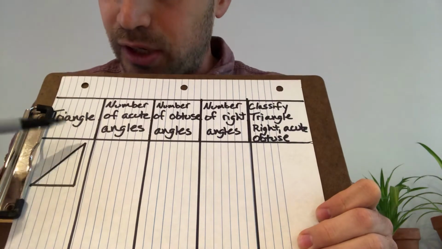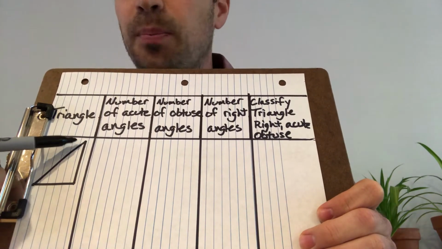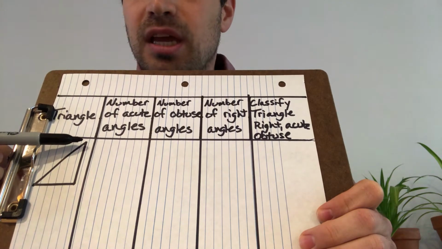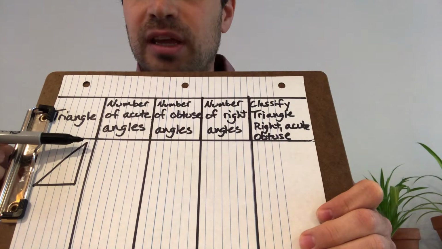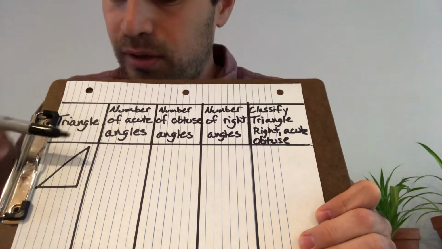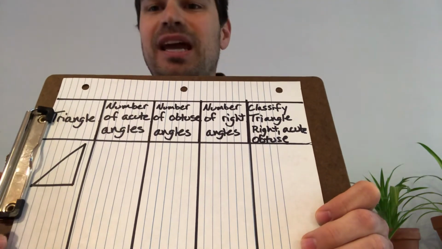Let's start at the top with this particular angle. If we just look at that one, is it perfectly straight up and down? No, it's not. If it's not perfectly straight up and down like you see where my pen is now, is it bigger than that? No, it's not. It goes in, so it's less than 90. So that is one acute angle.